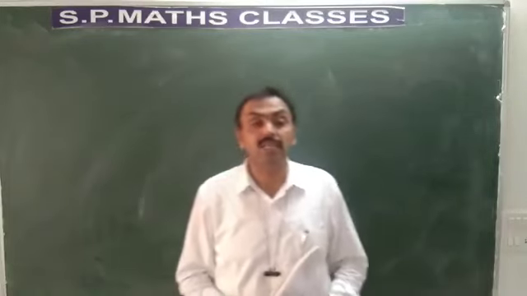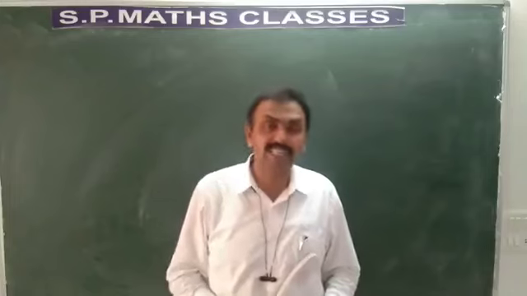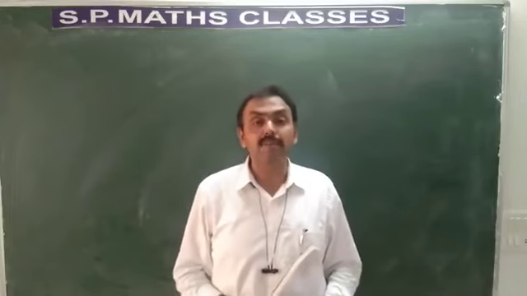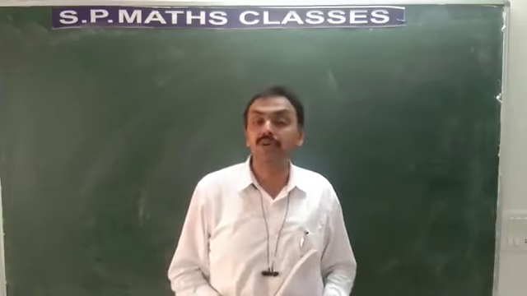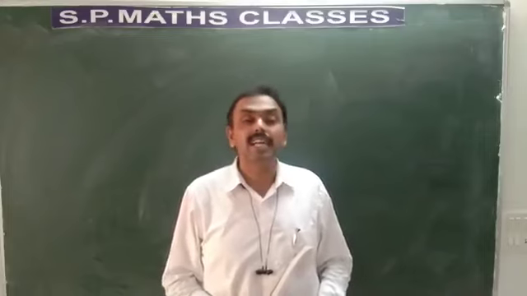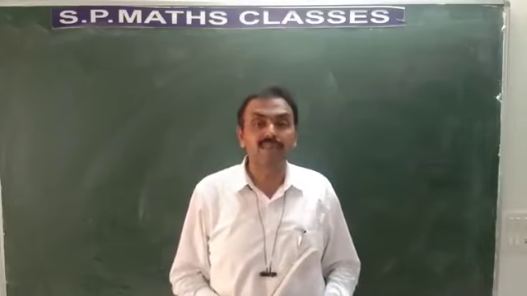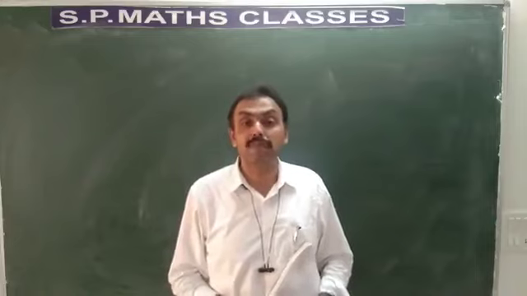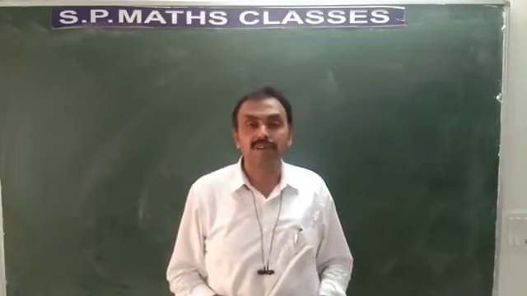A function y equals f of x is said to be continuous at x equals a if the limit as x tends to a of f of x is equal to f of a. That means the limit as x tends to a minus of f of x is equal to the limit as x tends to a plus of f of x, which is equal to f of a.